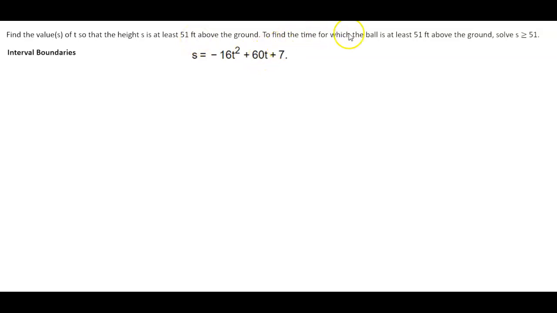So to find the time for which the ball is at least 51 feet above the ground, we want to solve the inequality s greater than or equal to 51. We know that s is negative 16t squared plus 60t plus 7. We want to set that to be greater than or equal to 51.